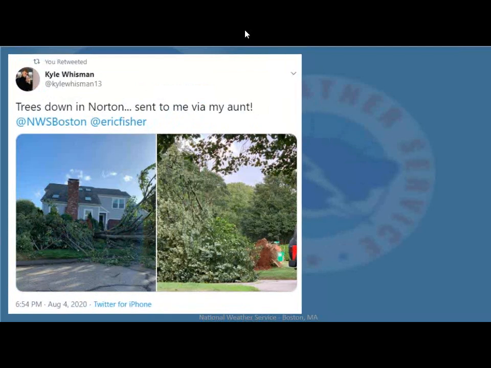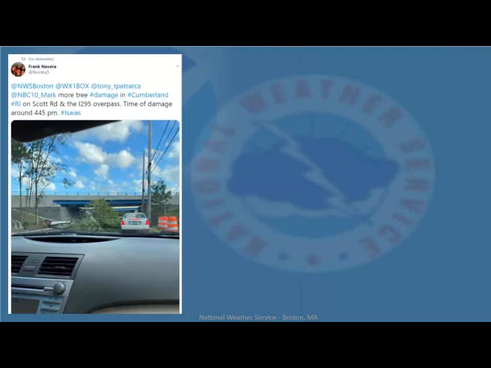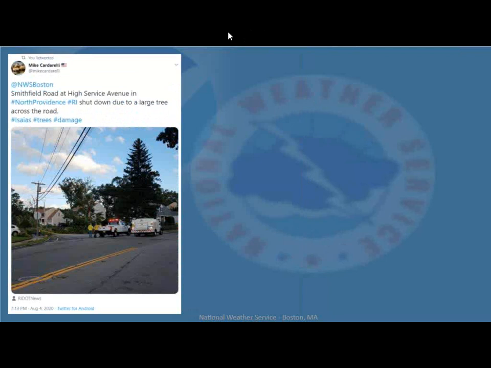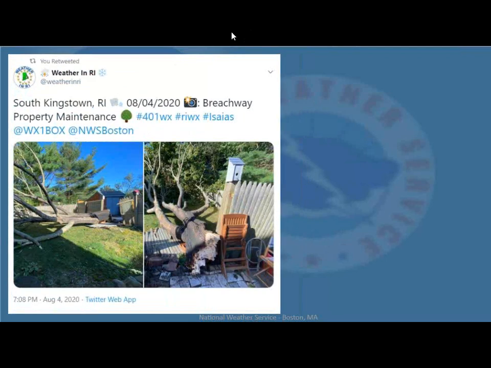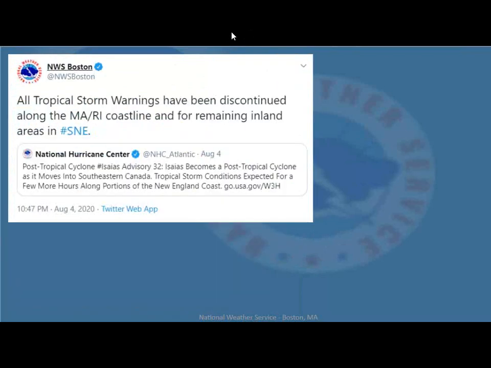Some more, yep. Lots of tree damage, and even this is getting out into Eastern Mass. That was in the Norton area. And then this is in Cumberland, Rhode Island, where there was also tree damage. So lots of tree damage from this system, and it was only a tropical storm, which makes you worry: if this is only a tropical storm and this is the kind of tree damage that we get, what would happen if we get a hurricane or even a stronger hurricane that goes through.